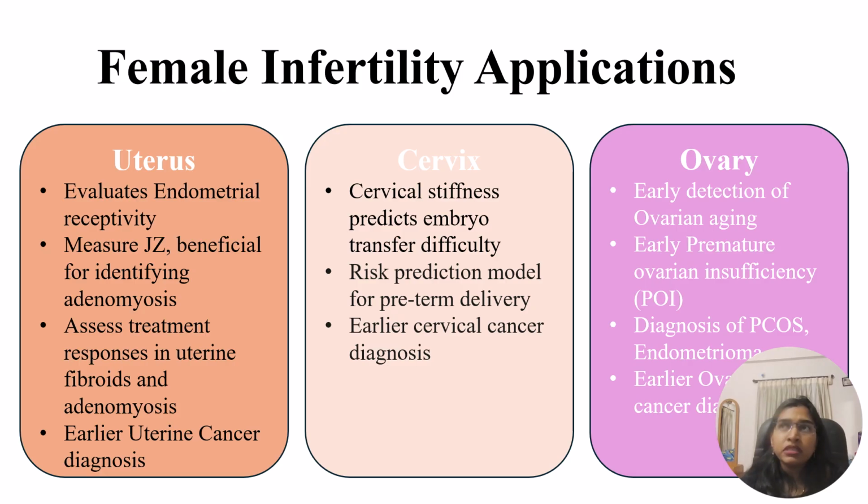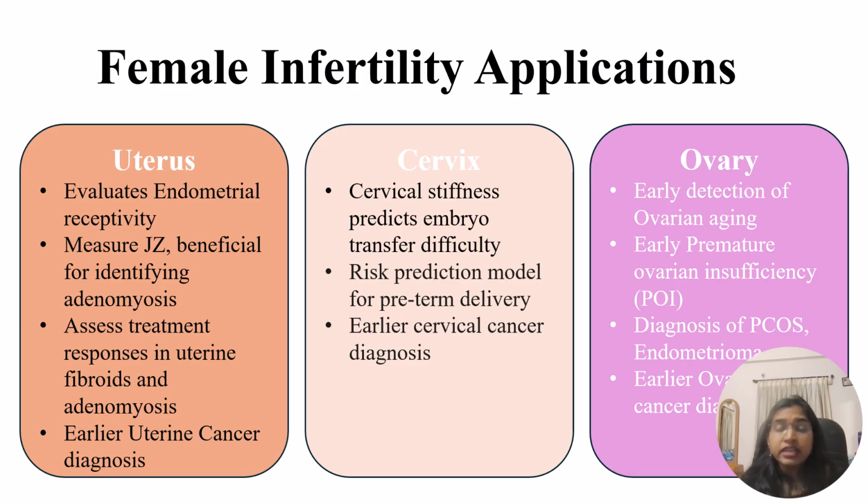Because sometimes what happens is when we are doing a scan, we are not able to find where the junctional zone is. In such cases, this elastography can help us in detecting the junctional zone that is beneficial for identifying adenomyosis. It helps in the assessment of treatment response in uterine fibroids and adenomyosis. It helps in earlier uterine cancer diagnosis.